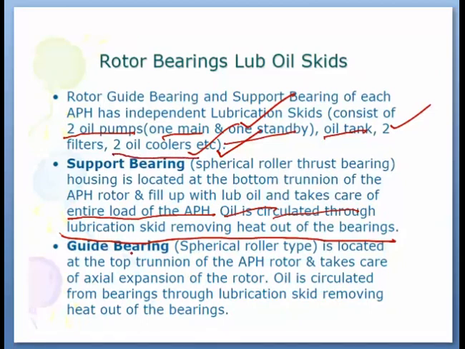Then the guide bearing is a spherical roller type of bearing located at the top trunnion of the air preheater rotor, and it basically takes the axial expansion of the rotor. Because of the heat, there may be thermal expansion in the axial direction. So the guide bearing takes care of the axial expansion, and the support bearing is basically there to take the load.